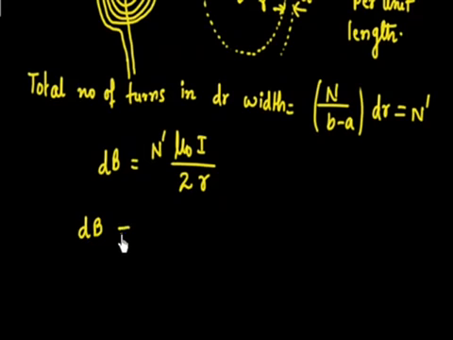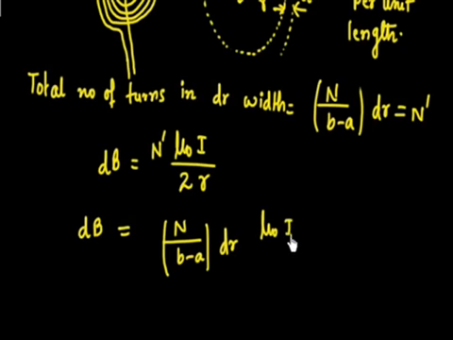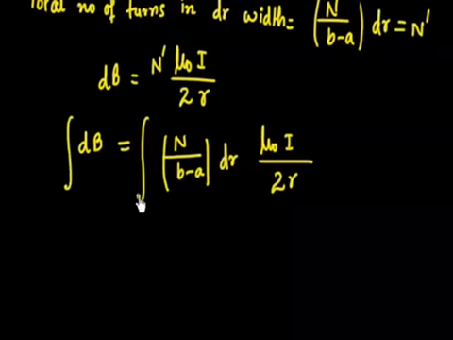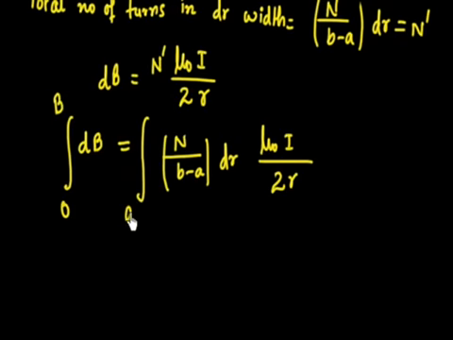So now I can write dB is equal to n by b minus a into dr into mu naught I by 2r. So this is the total number of turns in dr width, and this is the mu naught I by 2r. Now I have to integrate simply. This side I have to integrate, and this side also I have to integrate. I have to integrate the total magnetic field from 0 to B, and the radius goes from A to B.